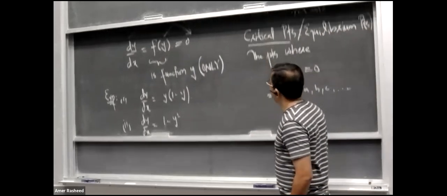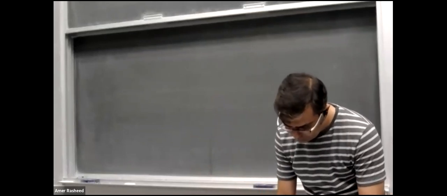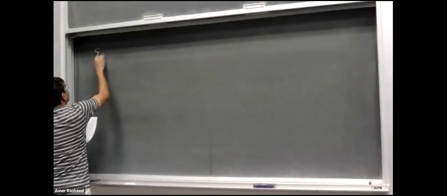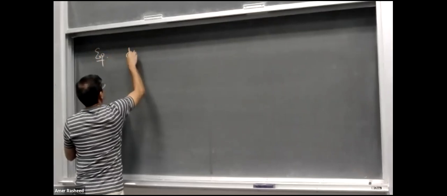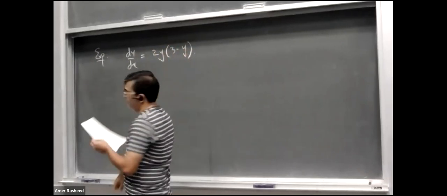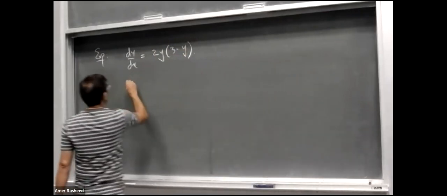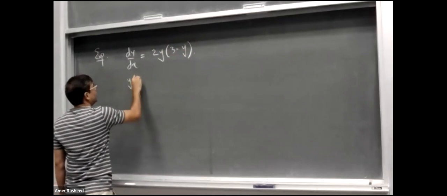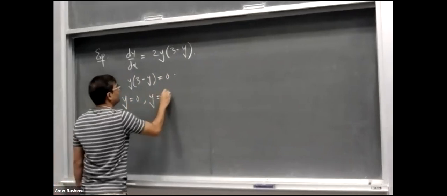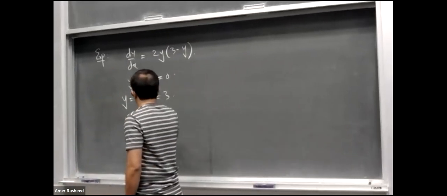Let's discuss this thing. For example, consider that this differential equation, dy by dx, is equal to 2y(3 minus y). Okay, find the critical points of this differential equation. What are the critical points? They are straightforward. We put the right-hand side function, 2y(3 minus y), equal to 0. So the critical points are y is equal to 0 and y is equal to 3. So these are also isoclines.